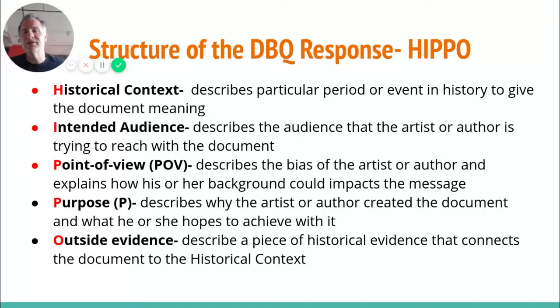And then finally, outside evidence. You need to include something in your analysis that comes from your knowledge that you learned in class that isn't directly taken from the document. And that outside evidence, if it's done well, and this takes some practice, should link the main idea of the document to that historical context that you described, specifically the historical event that you know the document is related to. And that kind of brings it full circle, and the O takes it back up to the H that we started with.